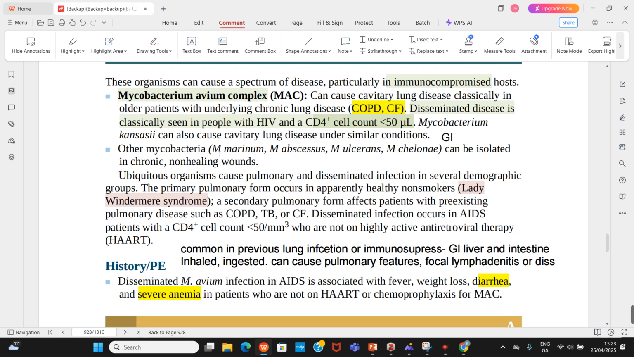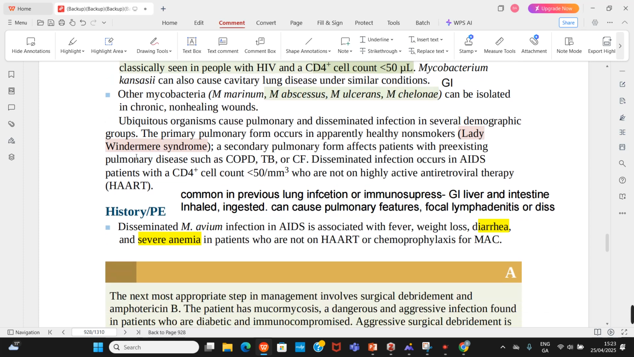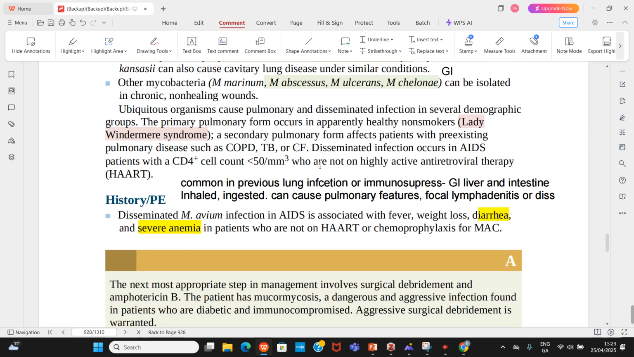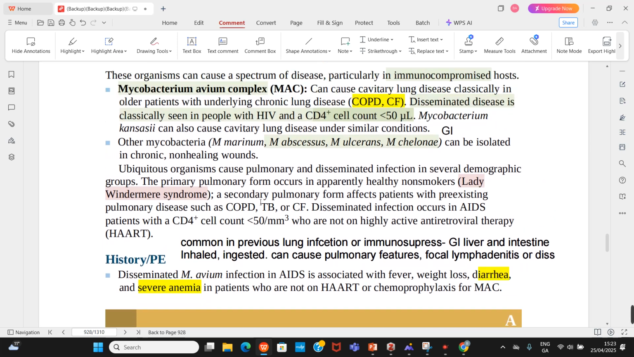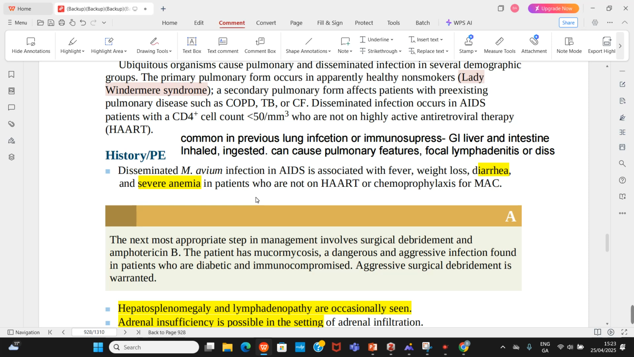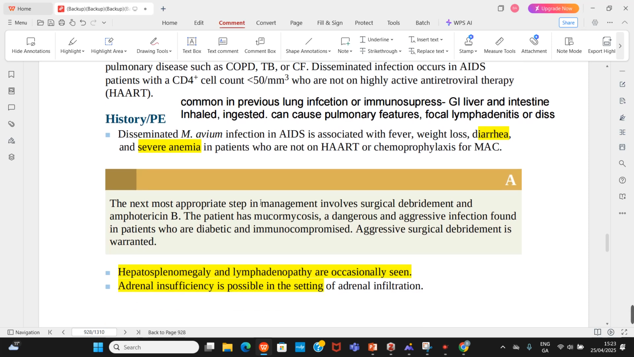The other ones include Mycobacterium marinum, abscessus, ulcerans, chelonae. All these ones can cause chronic non-healing ulcers. We should not worry ourselves about Lady Windermere syndrome, just a form of Mycobacterium avium that is common in people with some risk factors. So it's not very important.